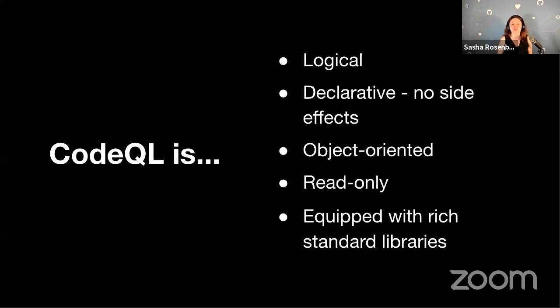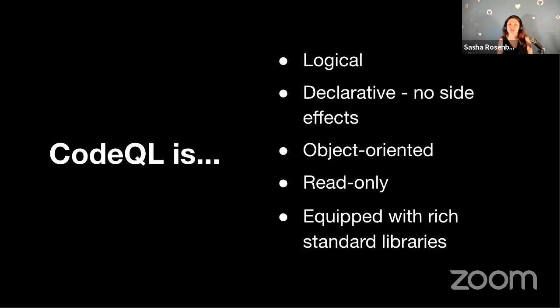So first of all, if you're familiar with query languages, it will look similar to SQL. The syntax is going to be similar if you've used SQL queries before, but the language is logical. It is declarative, so there are no side effects. There are no if-else statements. There are just declarative statements, which are going to execute the same regardless of the conditions. The language is object-oriented, so we have concepts of classes and inheritance. We're going to see some examples of that. It's going to become clearer why it is useful. The language is read-only.